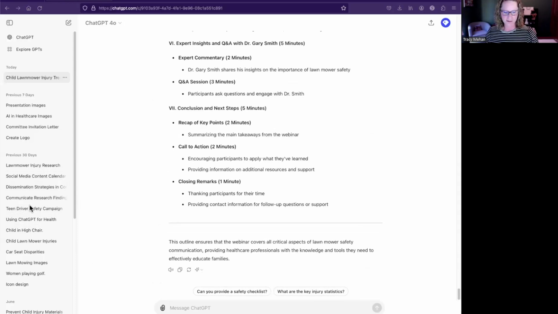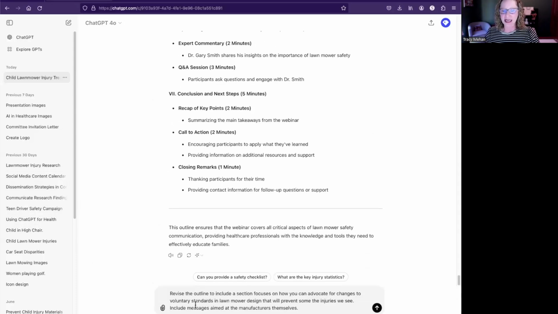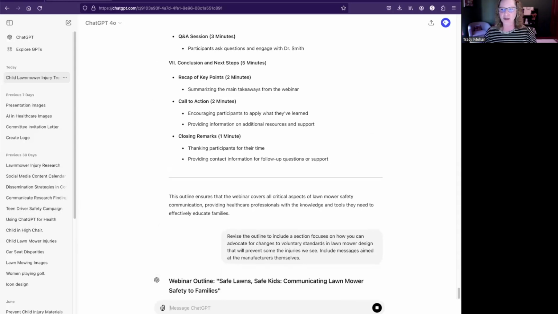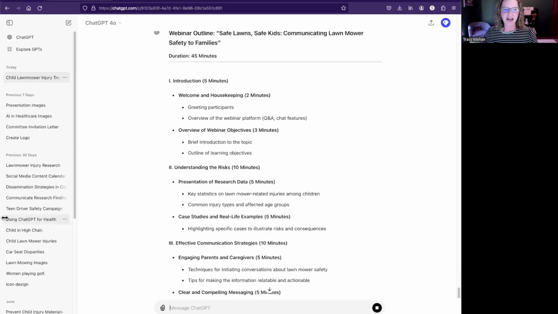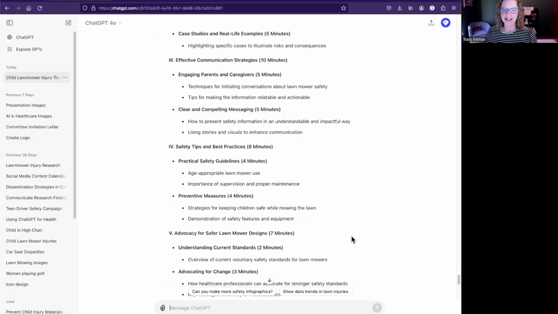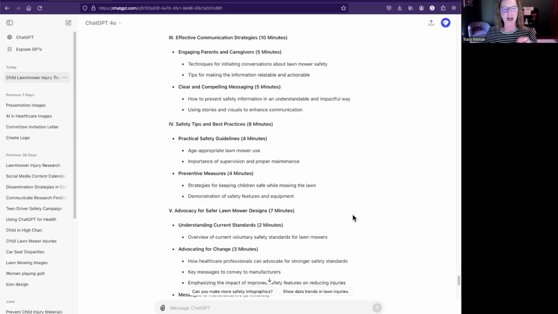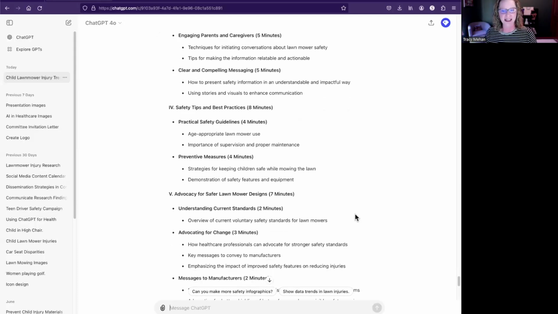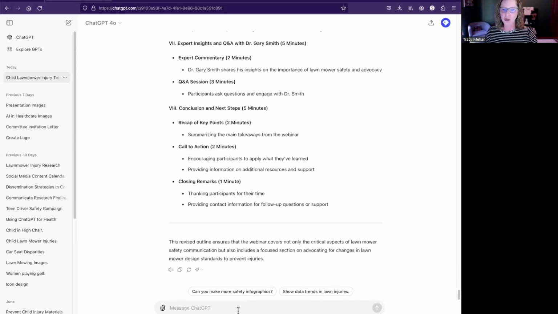Now, one thing that I noticed is that we wanted to focus on advocacy, and there wasn't a lot of advocacy in the original draft. So I talked to it and I said, revise the outline to include a section that focuses on how you can advocate for changes to voluntary standards in lawnmower design. And now it redoes it and adds a section in there. Now, it does not always do a great job when you ask it to add sections of recalculating the time, so you'll have to pay attention to some of that. But you can work with it and get it to update and improve.